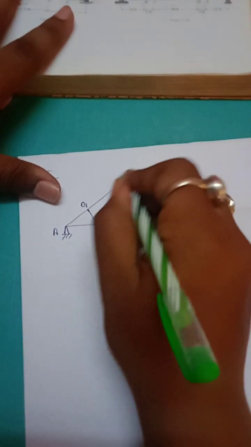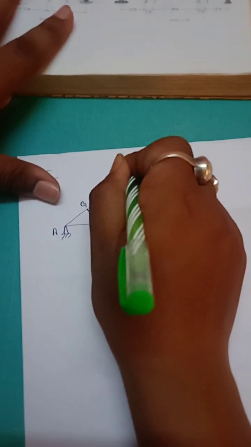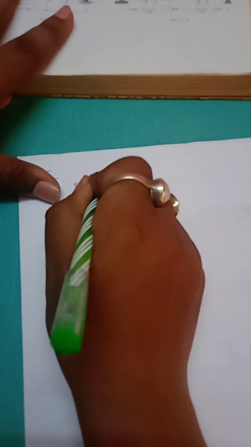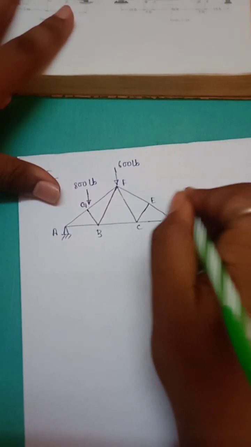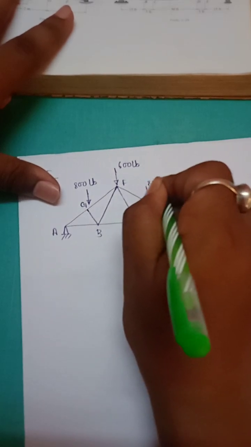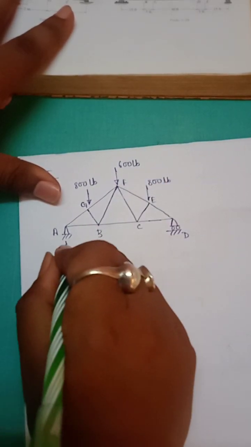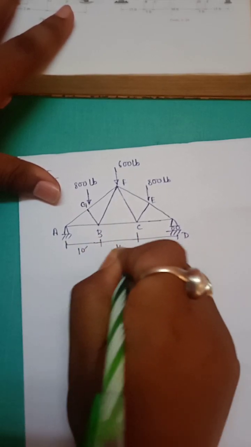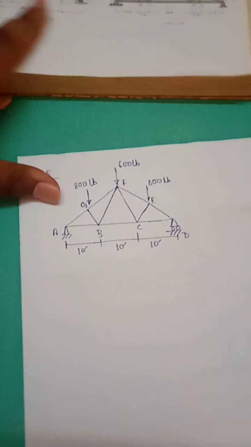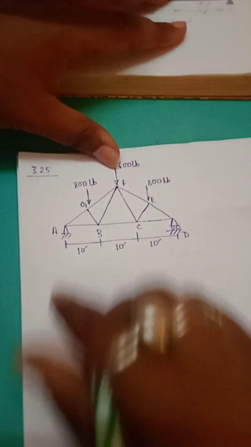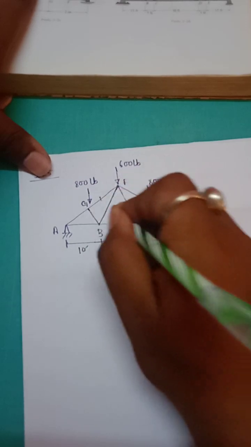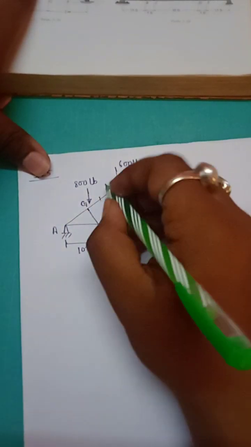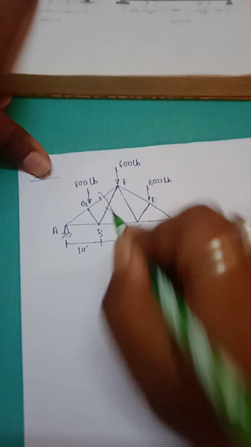£600 acting here, 800 pound acting here and 800 pound acting here. Ten feet, 10 feet, 10 feet. And we are asked to find forces in GF, FB and BC. So you already know that the section will go like this.